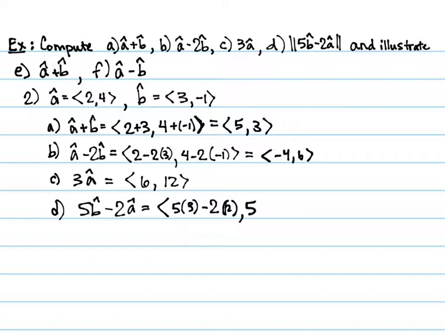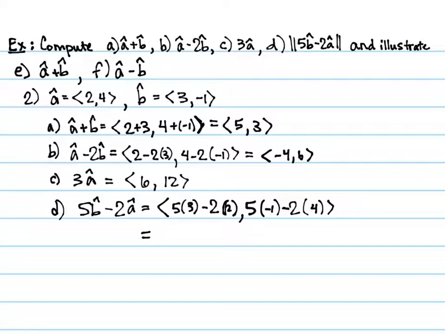Okay, so there's a 5 times the B's J component, -1, minus 2 times A's J component, which is 4. Okay, do I have them in there right now? Okay. All right, some arithmetic going on here.